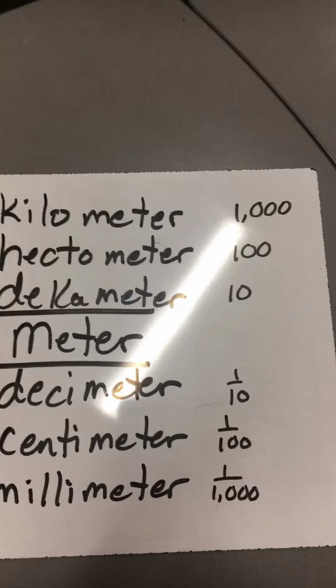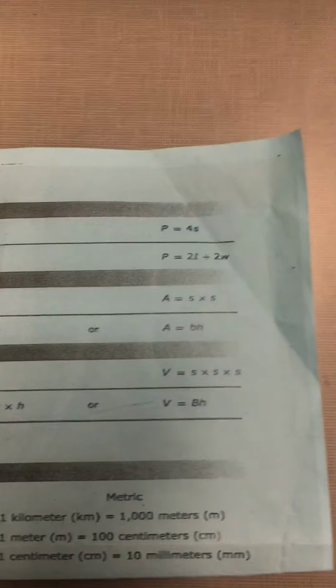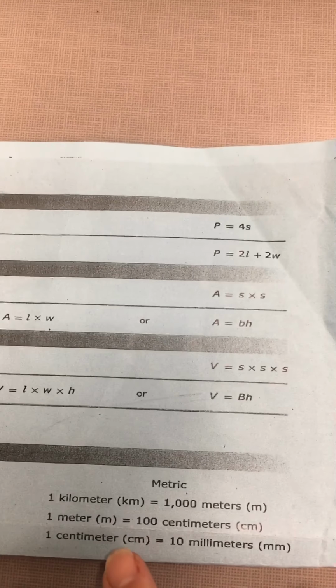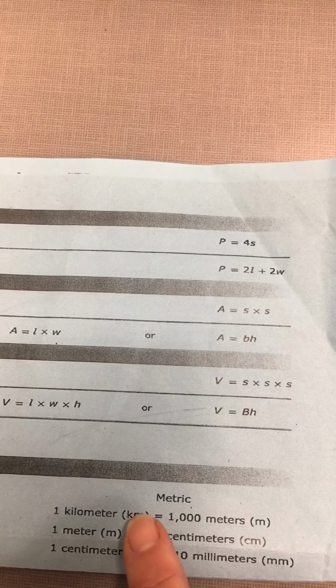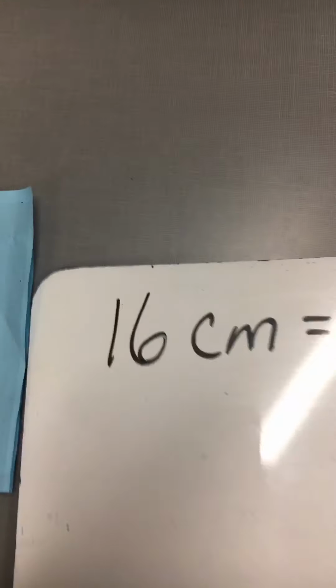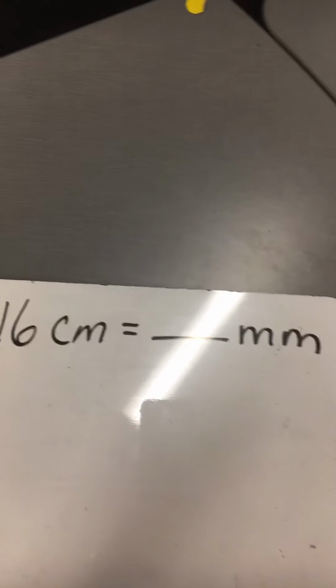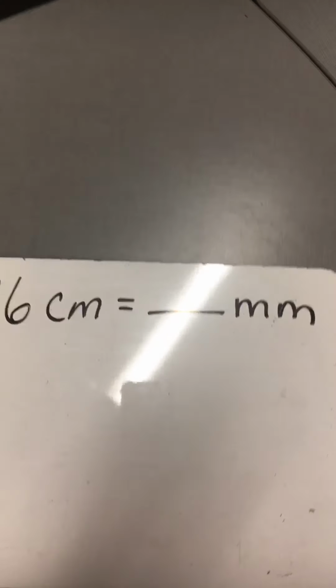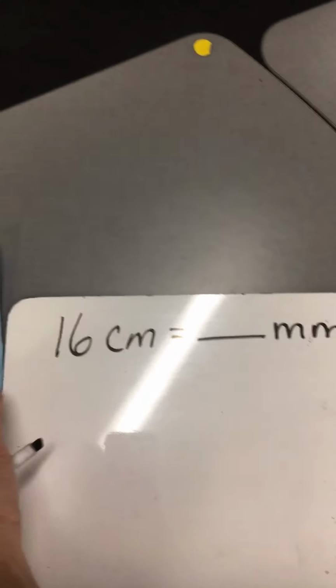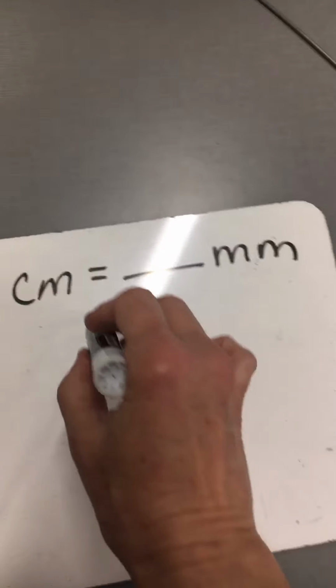Now, in 5th grade, we really just have to be concerned with these measurements: the centimeter, the millimeter, the meter, and the kilometer. So I'm going to put this aside, and we're just going to work with those units for right now. So if I have 16 centimeters, and I look on my measurement chart, it tells me that 1 centimeter is 10 millimeters, sorry.